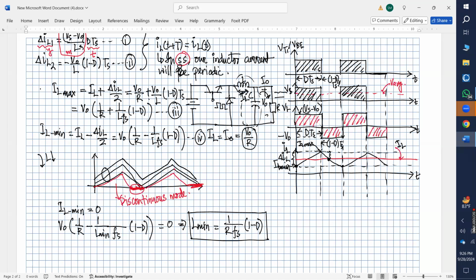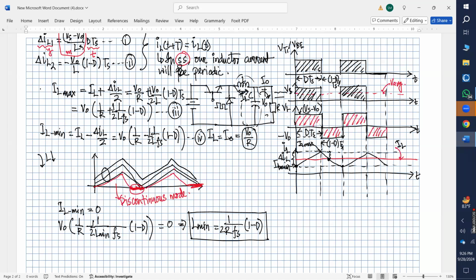Yes, sir. Sir, in the equation of IL max and IL min, shouldn't the value be 1 by twice L? Sorry, yeah, it should be half, right? So actually what is happening, 2 will appear here, right? Yes, sir. Thank you for that one.